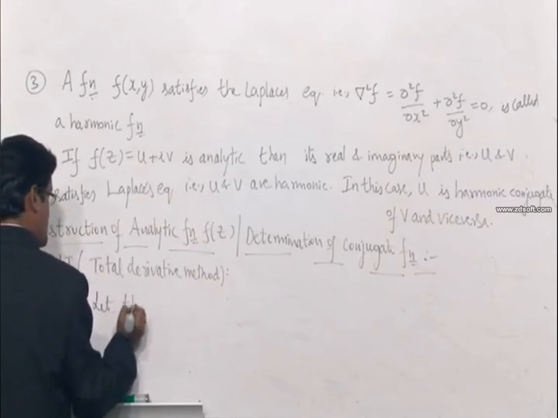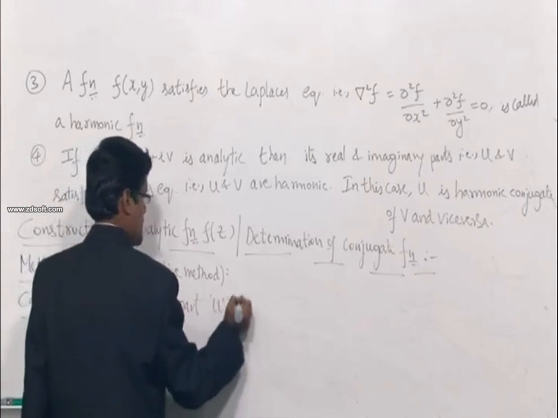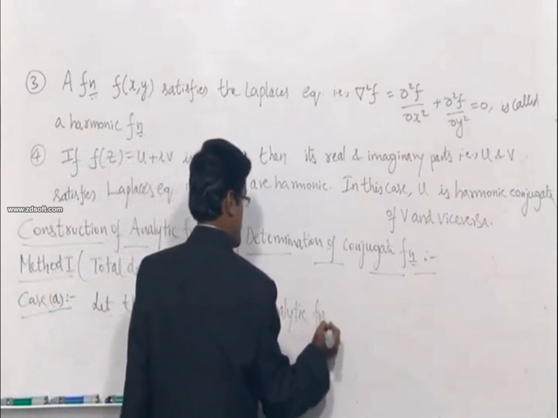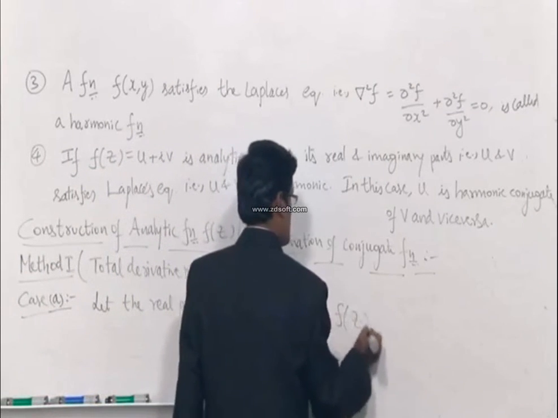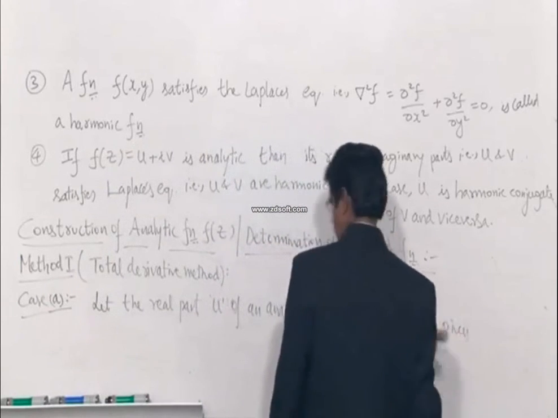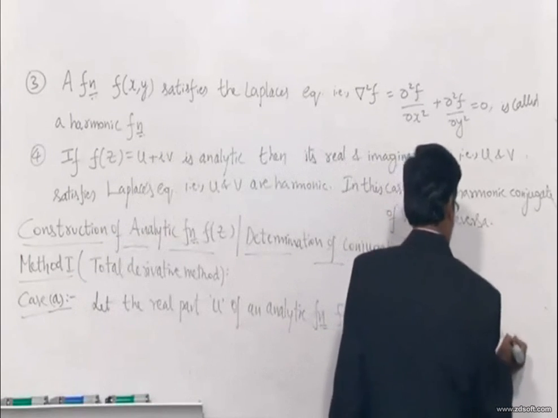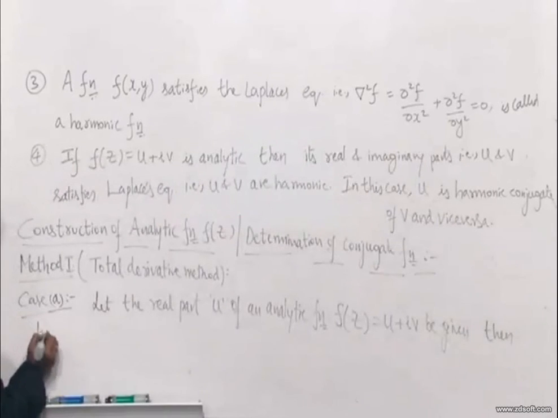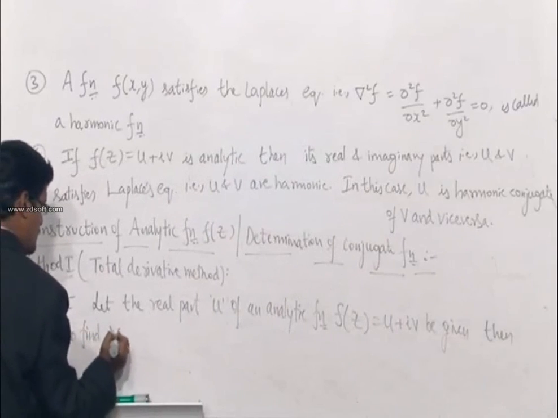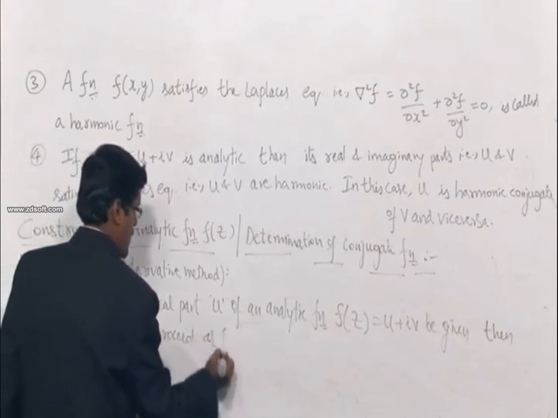Let the real part u of an analytic function f of z is equal to u plus iv be given, then how to find v, we proceed as follows.